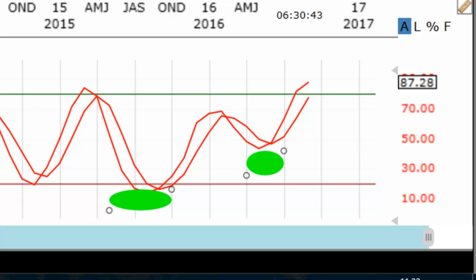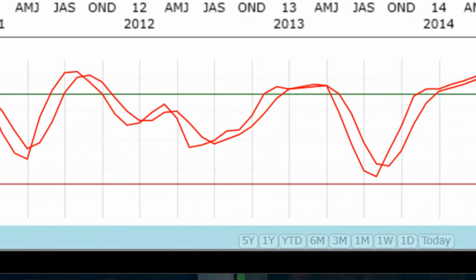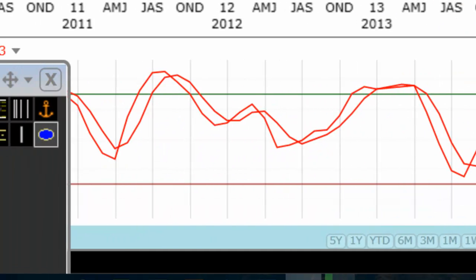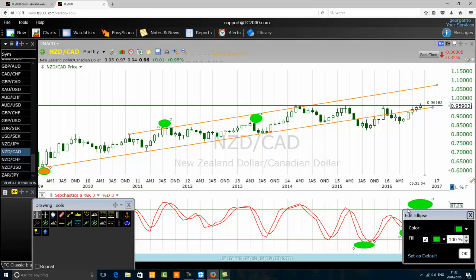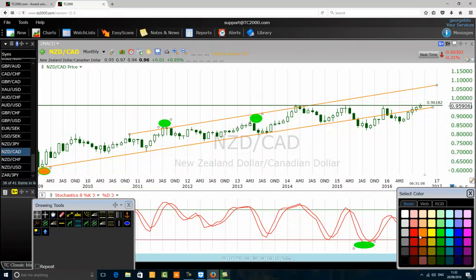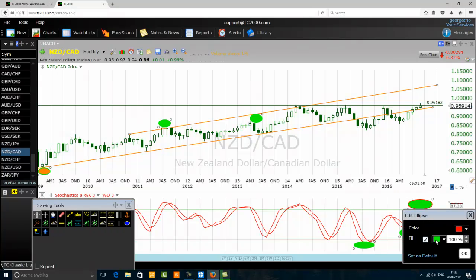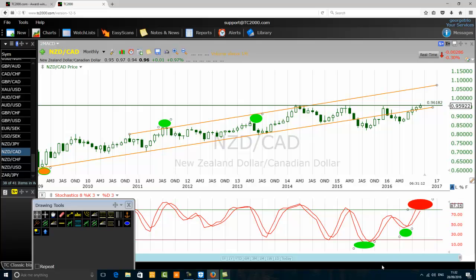Here we have a specific stochastic pattern. When a stochastic forms a low and is followed by a higher low, that higher low is not in the overbought zone, and is also not in the oversold zone. Now the stochastic is overbought. This is a bearish stochastic pattern. It's a specific, powerful stochastic pattern.